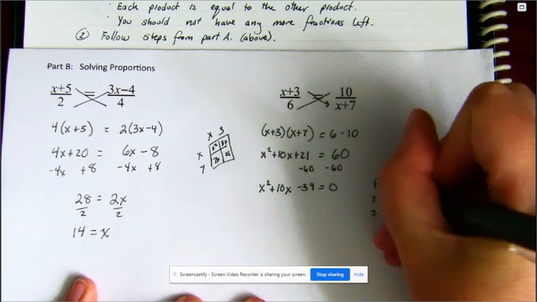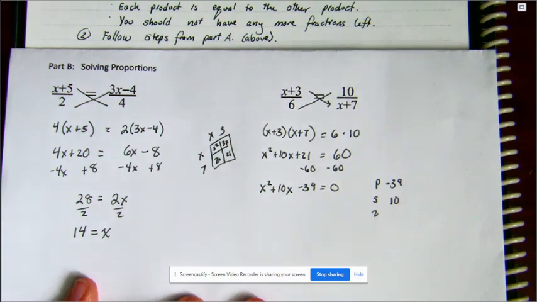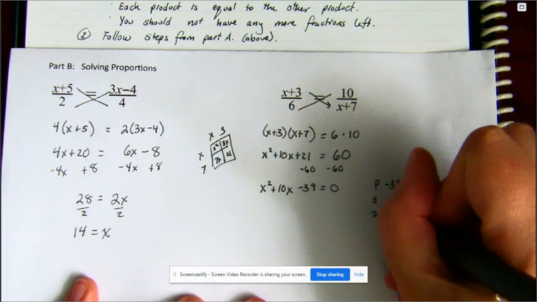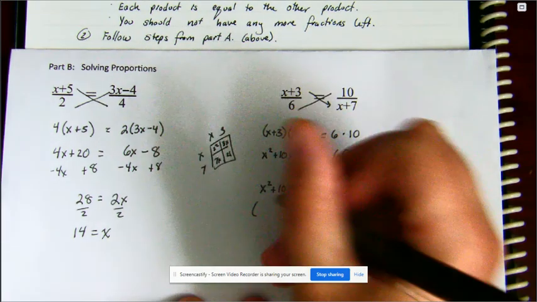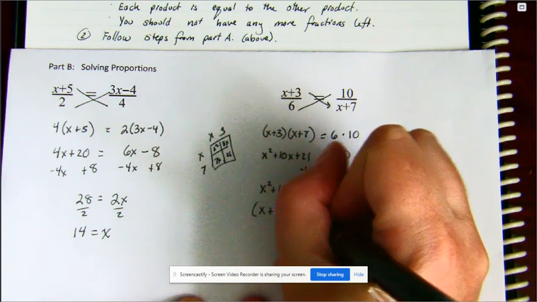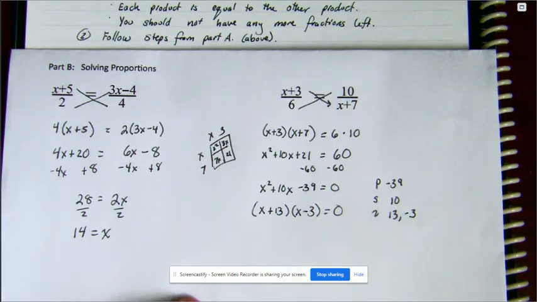Factoring. We're multiplying to get negative 39 and adding up to be 10. Looks like a positive 13 and a negative 3 would fit nicely. So this is going to look like x plus 13, x minus 3. But you can always use your grouping strategy or the reverse box method to try to factor that.